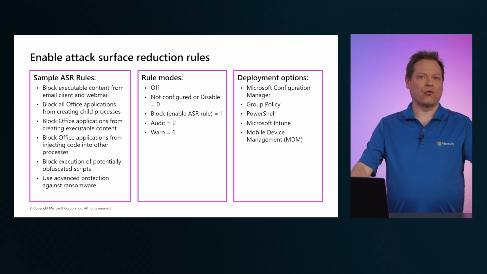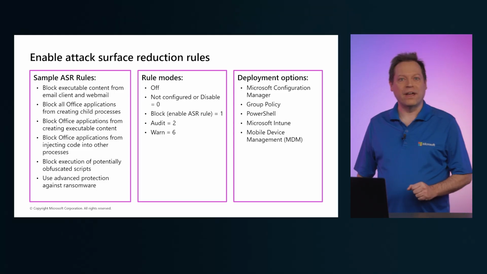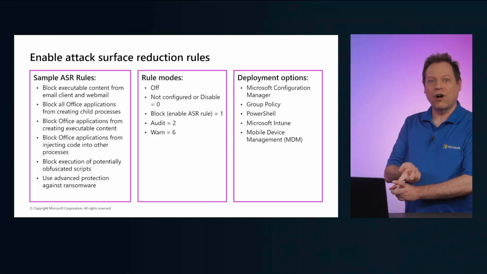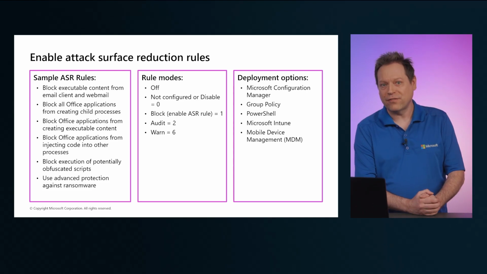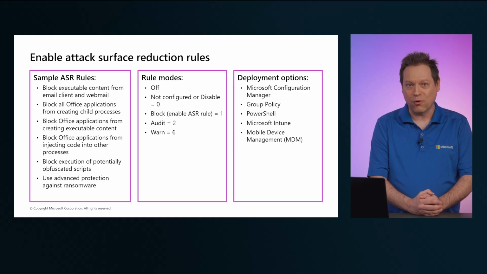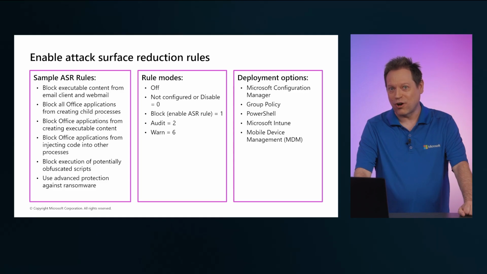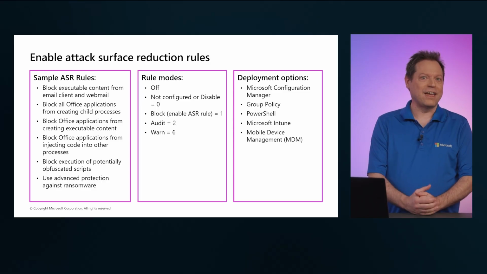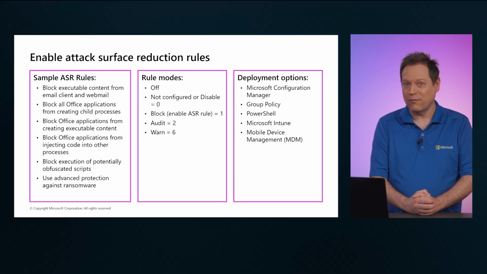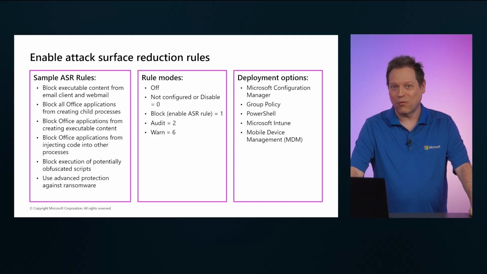Now let's get concrete with attack surface reduction rules. Some common examples include blocking executable content from email client and webmail, blocking all Office applications from creating child processes, blocking Office apps from creating executable content, blocking Office apps from injecting code into other processes, blocking execution of potentially obfuscated scripts, and using advanced protection against ransomware.